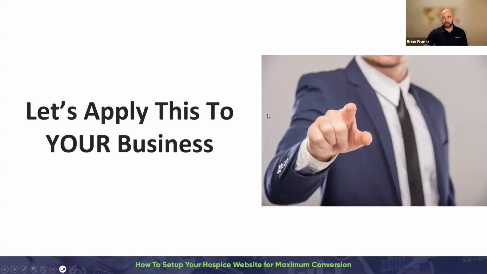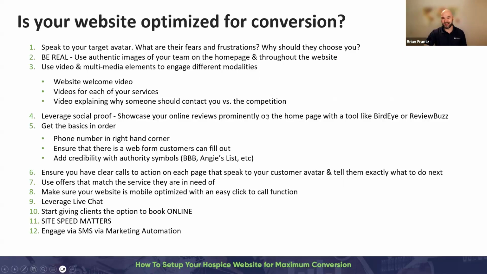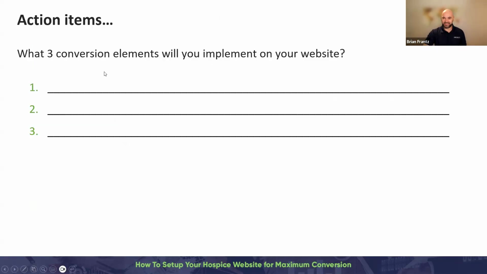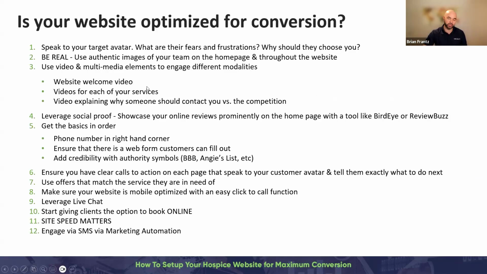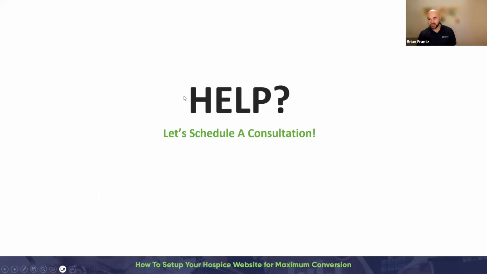And so let's apply this to your business. Again, the action item I want you to take: write 3 elements that you can change on your website to enhance its conversion effectiveness. And if you'd like help doing this, our team is here to help.